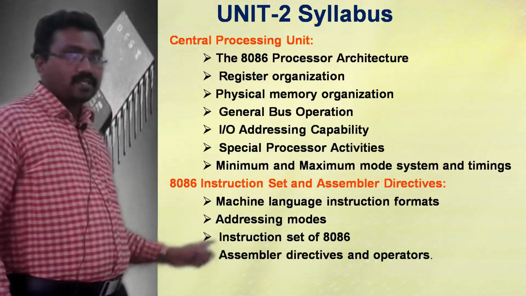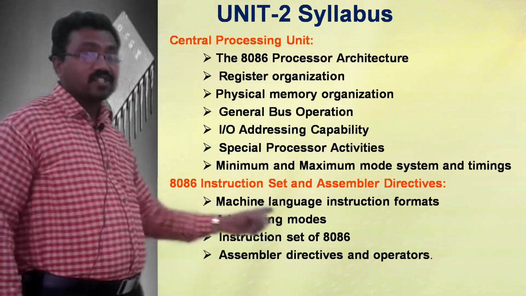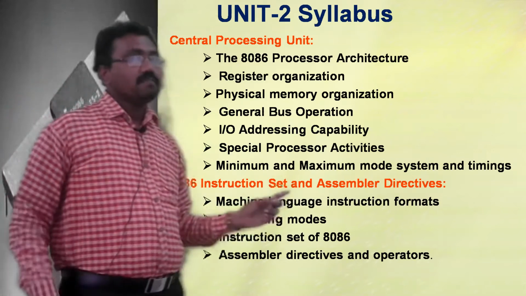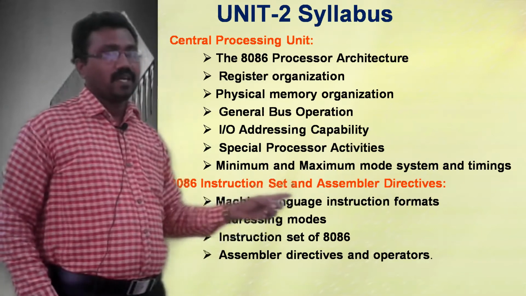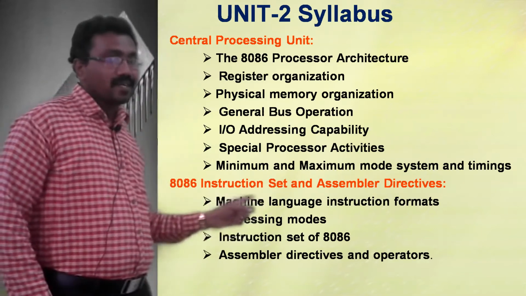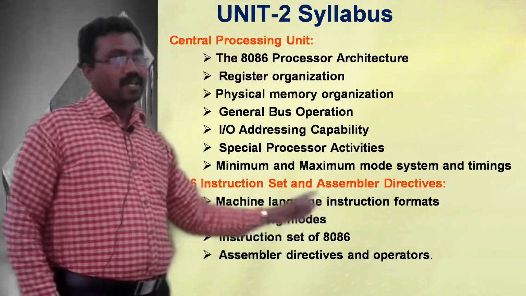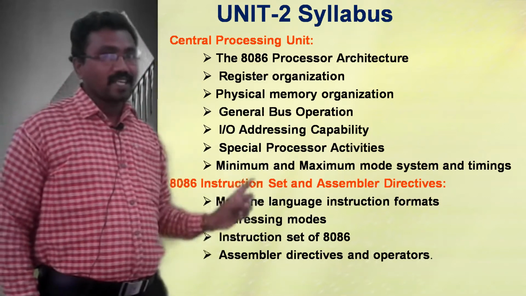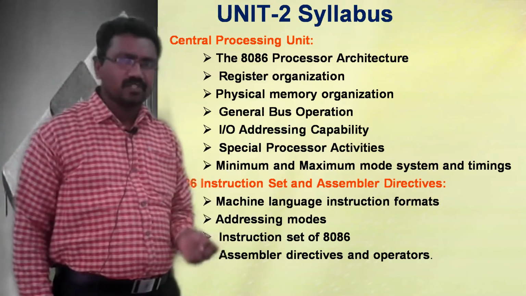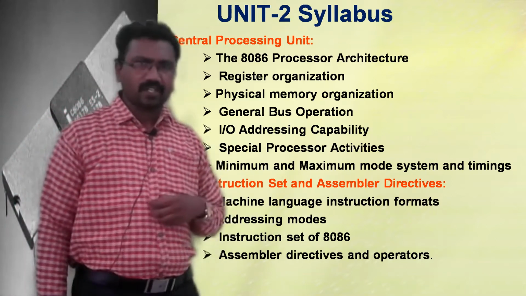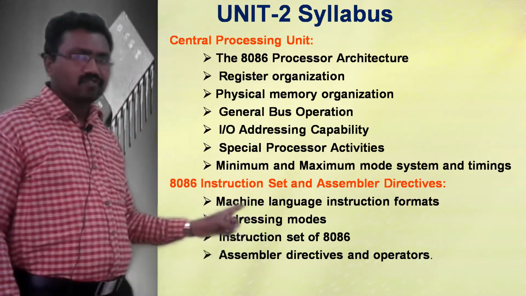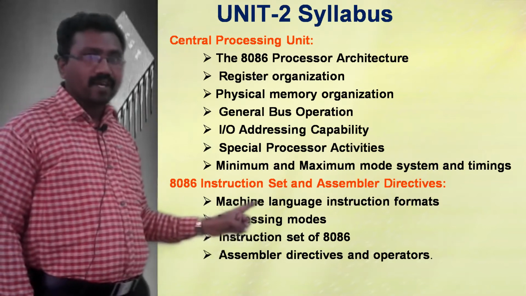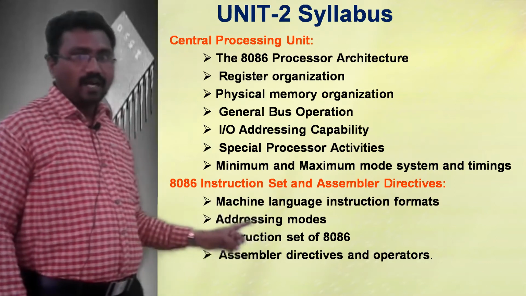The next part is the machine language instruction formats. In the first unit we saw the basic computer instruction format. Here we'll see the 8086 machine instruction formats. The basic computer has fixed length instructions, whereas the 8086 processor has variable length instructions: 1 byte, 2 byte, and 3 byte instructions. Here we'll see the different types of instruction formats available in the 8086 microprocessor, and we'll see addressing modes.